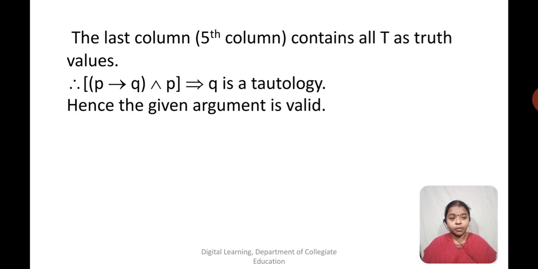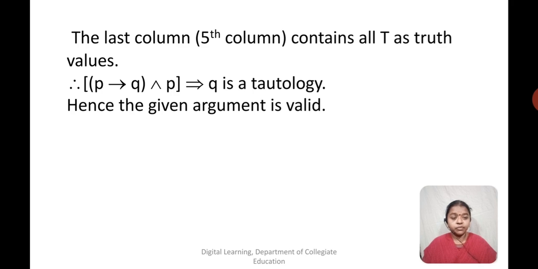Therefore, the given proposition is a tautology. Since we have written it as a tautology, I can say, hence, the given argument is valid. So what we have done here is, we had been given a statement: If I work hard, then I pass the exam.